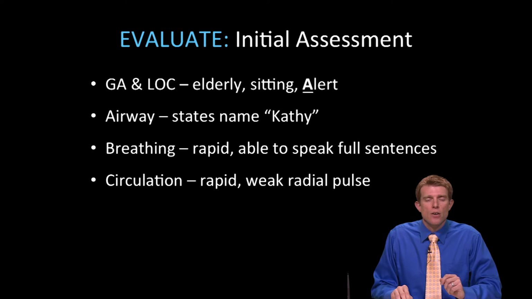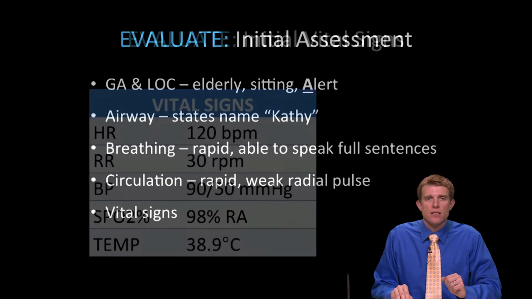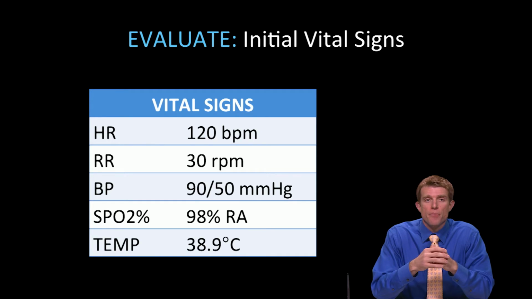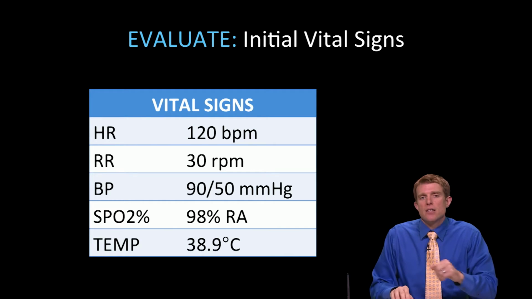At this point, we've gone through our general appearance and ABCs, and we want to get a full set of vital signs. This patient's vital signs show tachycardia with a heart rate of 120, a respiratory rate that is fast at 30, the blood pressure is low at 90/50, oxygen saturation is normal at 98% on room air, and she does have a fever with a temperature of 38.9 degrees centigrade.